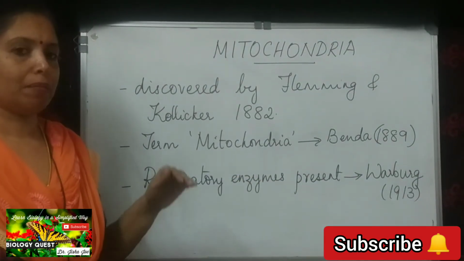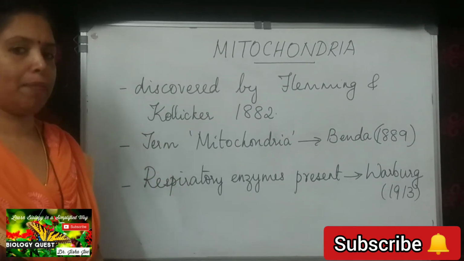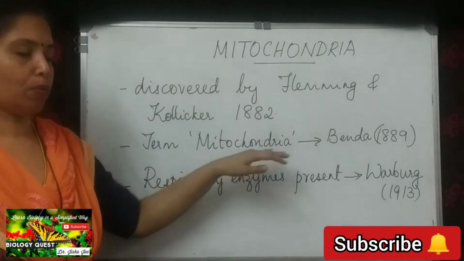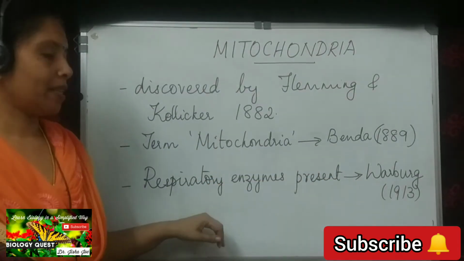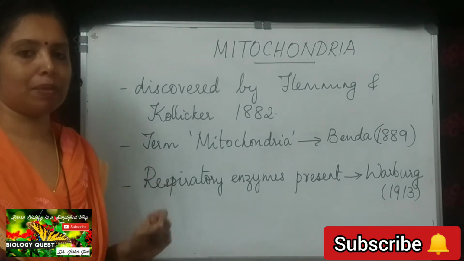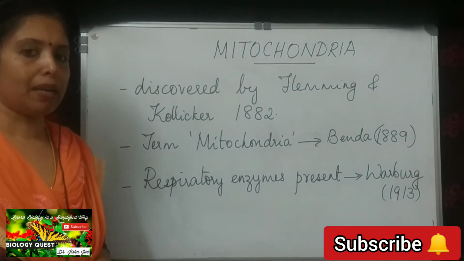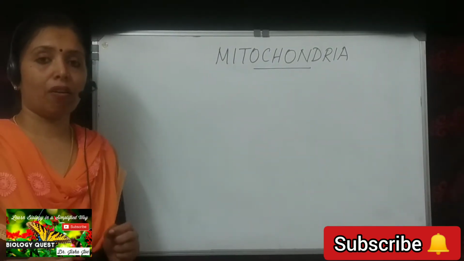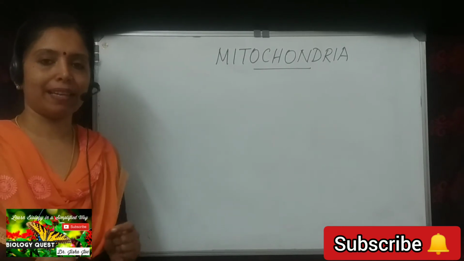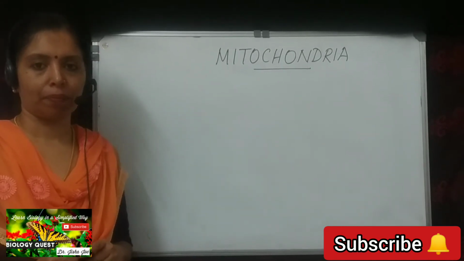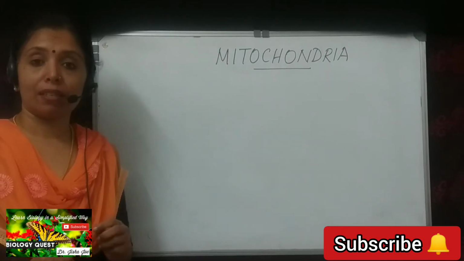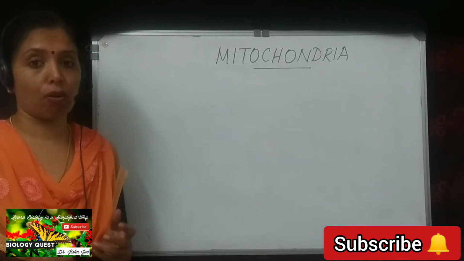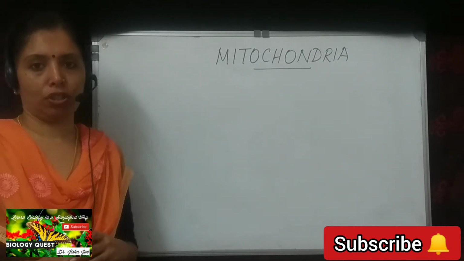So once again, mitochondria were discovered by Fleming and Colliker in 1882. The term mitochondria was put forward by Benta, and the presence of respiratory enzymes in the mitochondria were discovered by Warburg in 1913. Mitochondria are cell organelles present in both plant cell as well as in animal cell. If we consider the shape of mitochondrion, it is sausage shaped, or we can say it is rod shaped or cylindrical in shape.